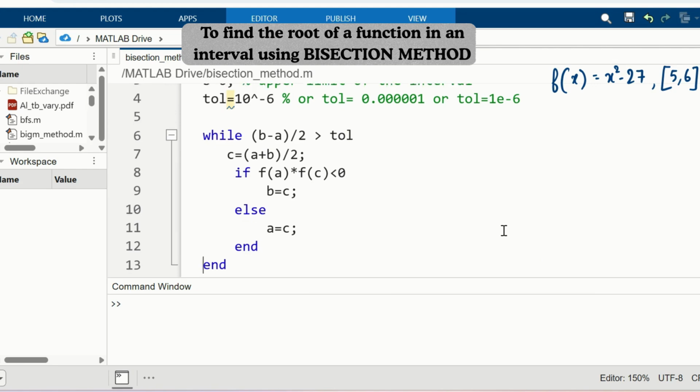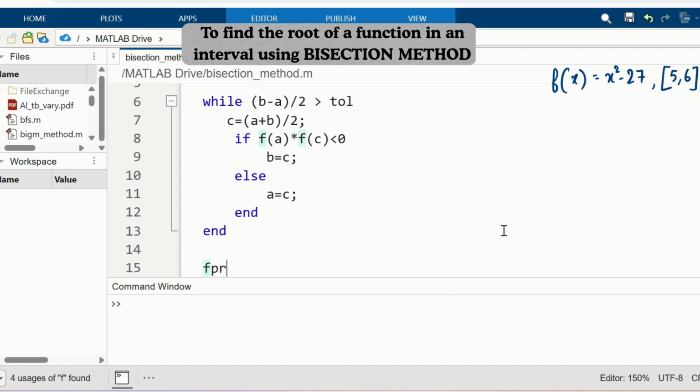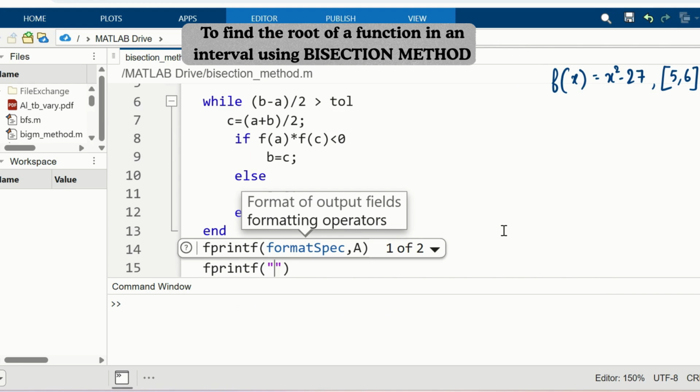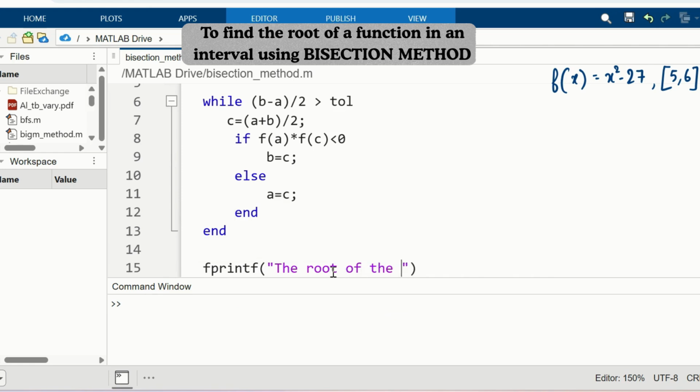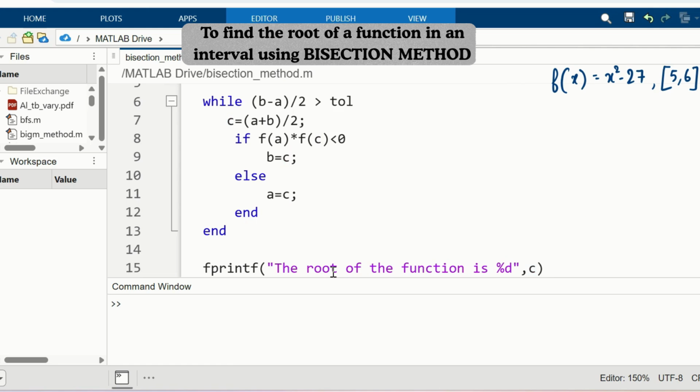After you are done, the loop has finished. Then we'll write the print statement: fprintf, within inverted commas, the root of the function is, and what value will it have? It will have the c value. How will c be calculated? C will be calculated as the midpoint, a plus b divided by 2. So a plus b divided by 2 will be our root, and it will print the root like this.